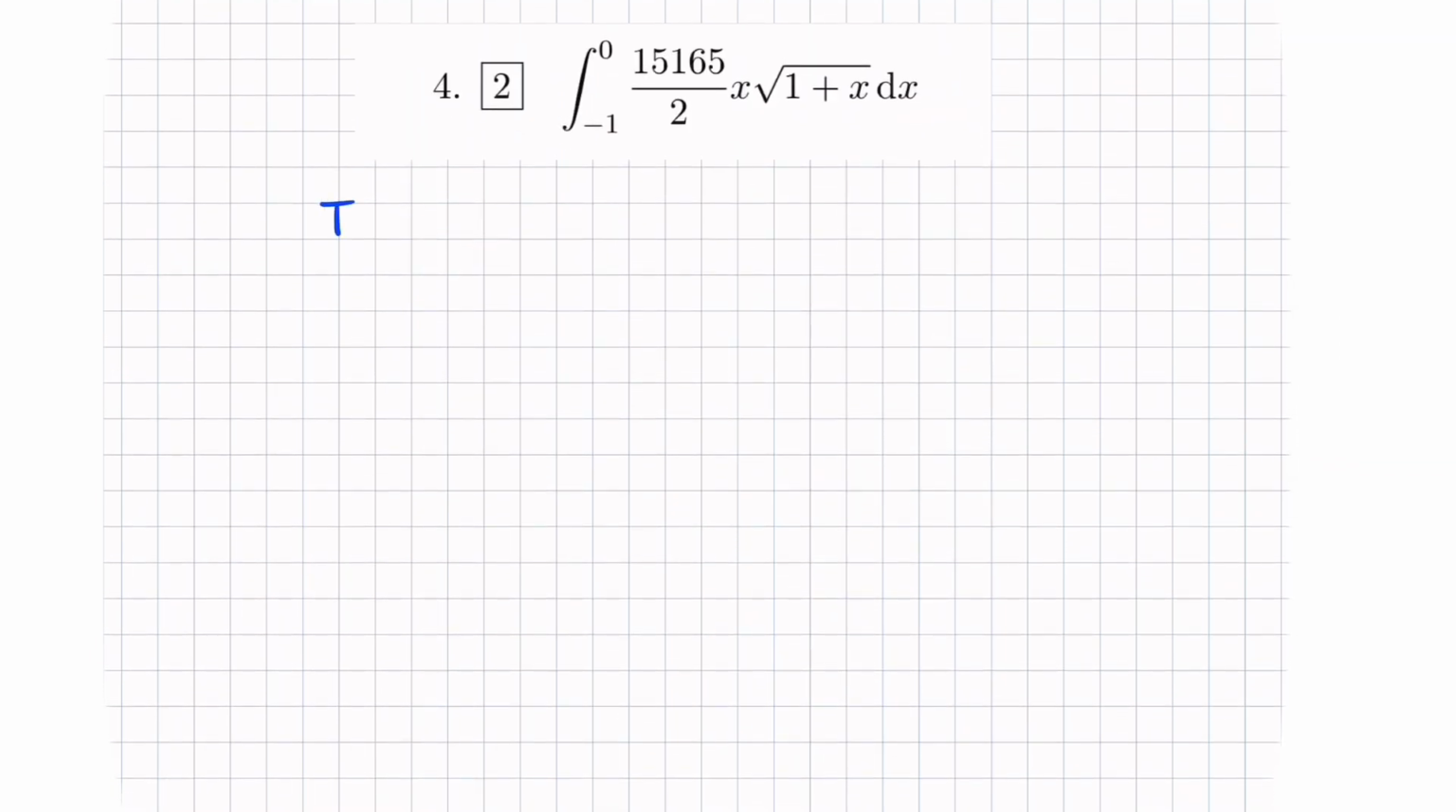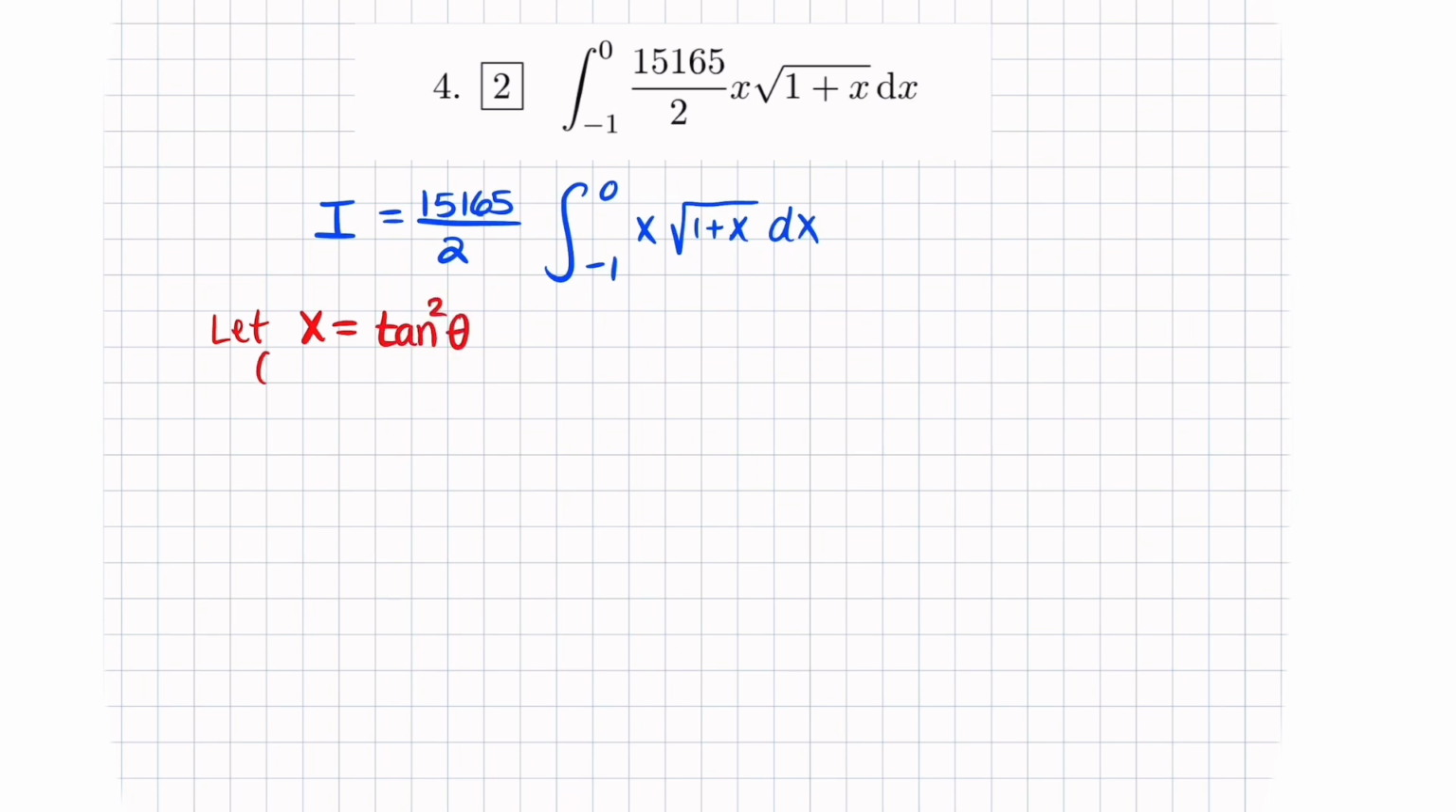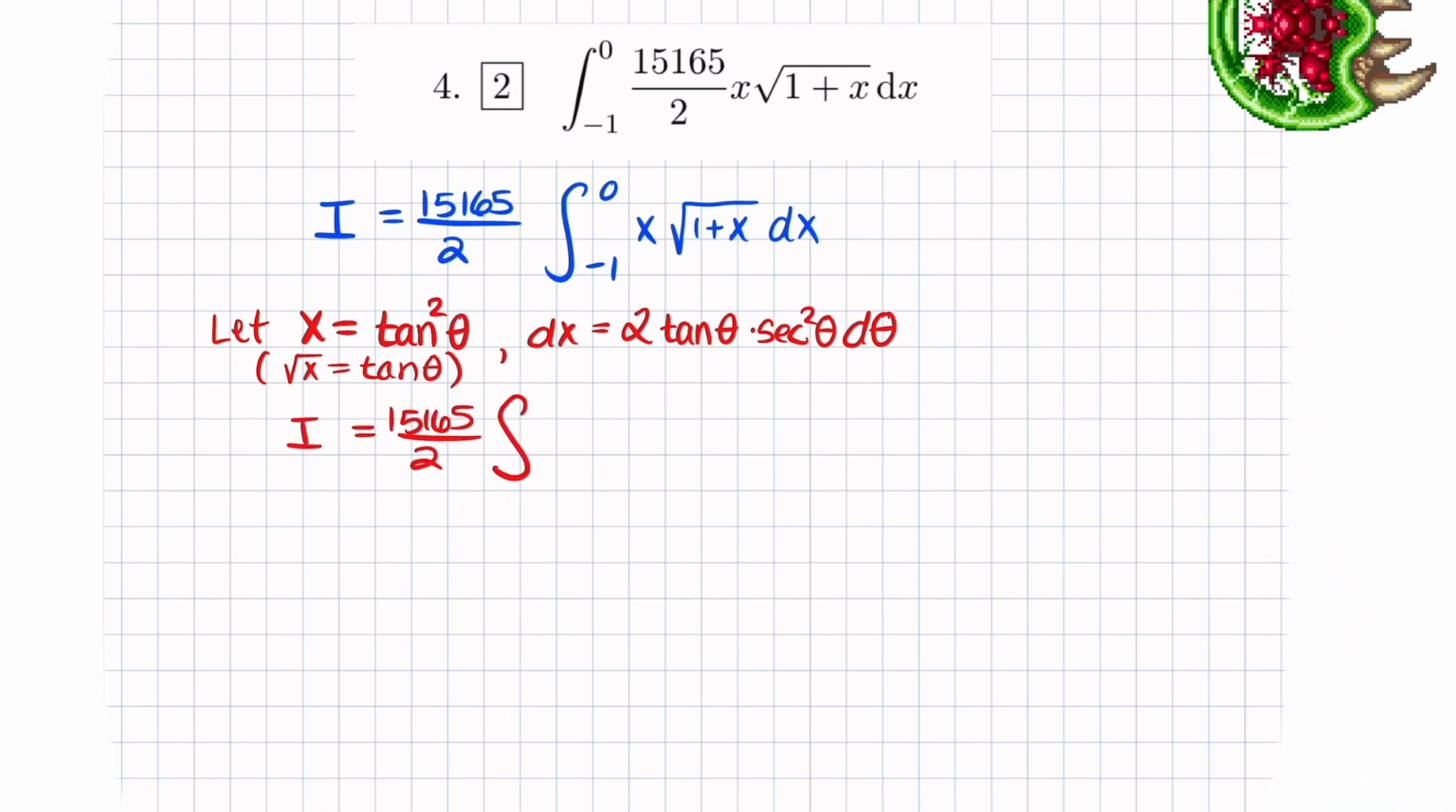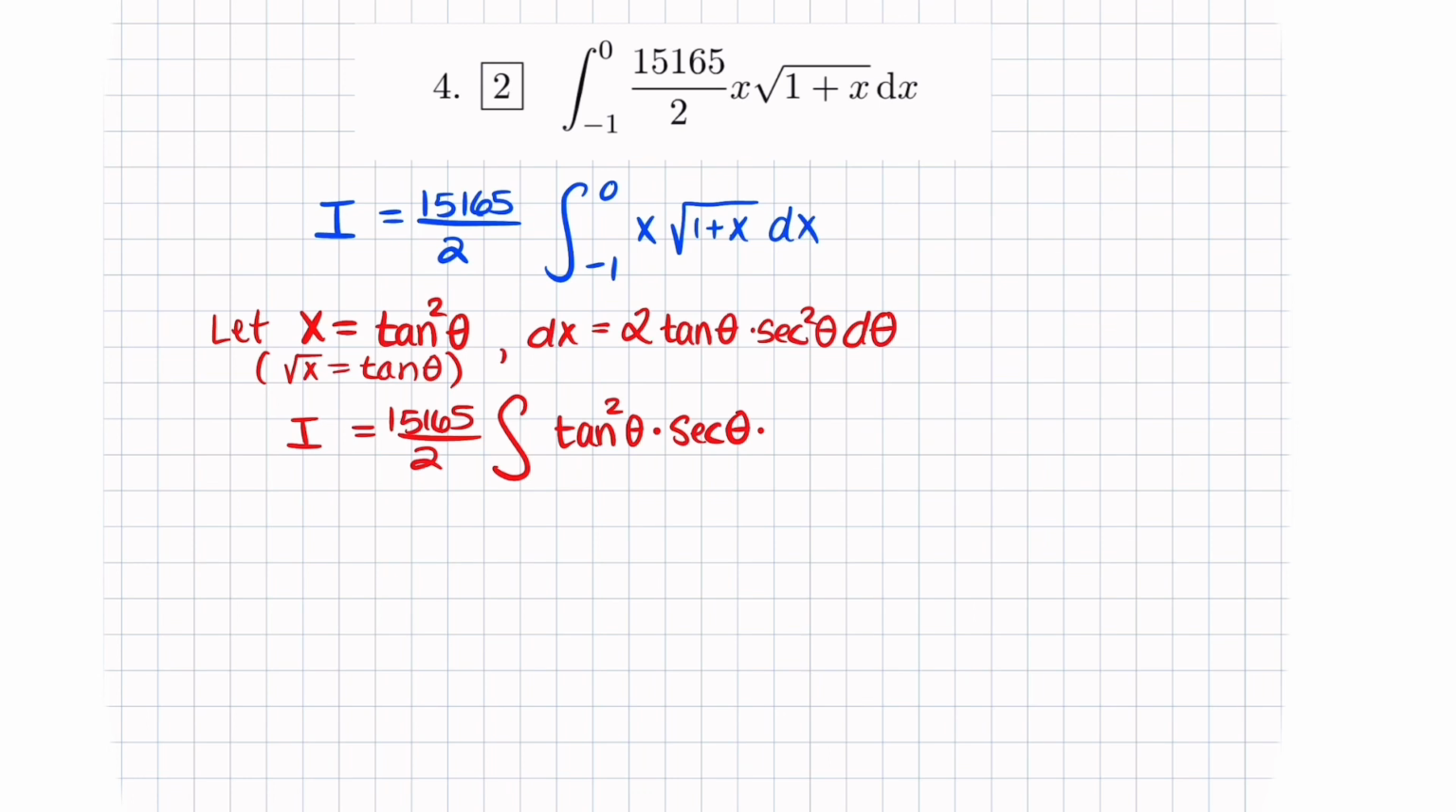Integral number 4. From negative 1 to 0, we're going to pull that constant of 15,165 over 2 outside that integral with an integrand of x radical 1 plus x dx. We're going to make a trigonometric substitution of x equals tan squared of theta, motivated by that radical in the integrand, and differentiating x, we get 2 tan secant squared d theta. So I is now that constant times the integral of tan squared theta secant theta multiplied by 2 tan theta secant squared theta d theta.